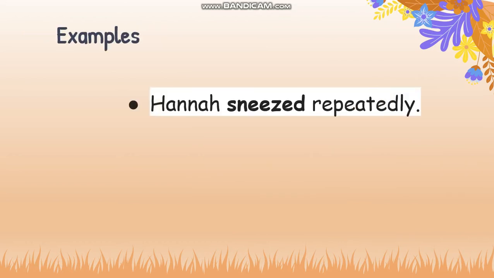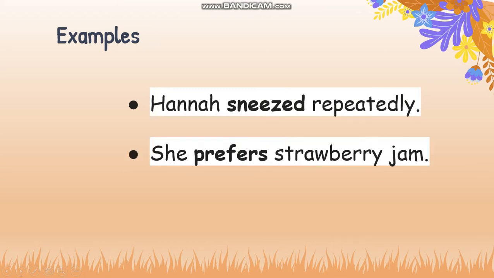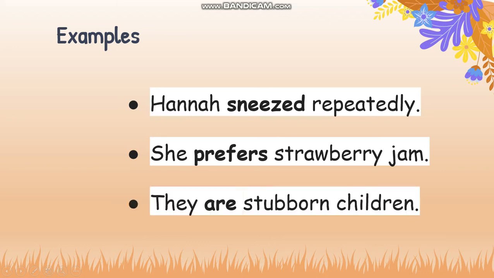Examples. Hannah sneezed repeatedly. So sneezed here is the verb of the sentence, and it is the action done by the subject Hannah. And one more sentence. She prefers strawberry jam. So prefers here is the verb of the sentence, and it is an action done by the subject she. Let's move to the next. They are stubborn children. Even though this doesn't show an action, it is also one type of verb, which is called a linking verb. But today we are going to discuss only one type.